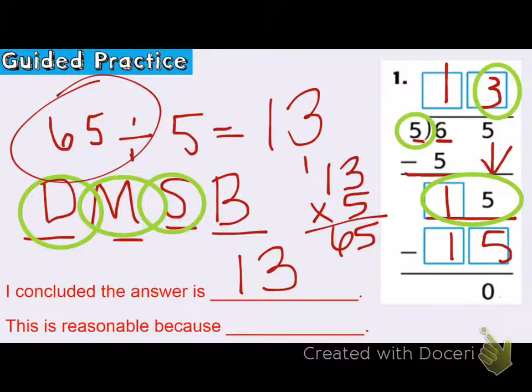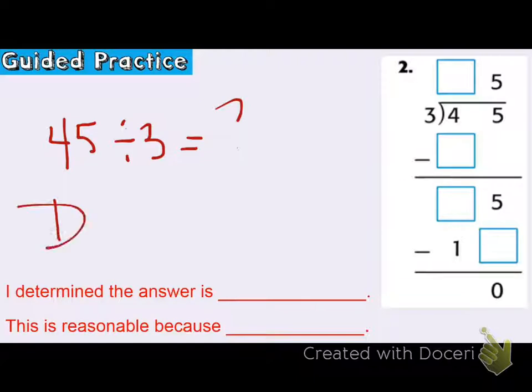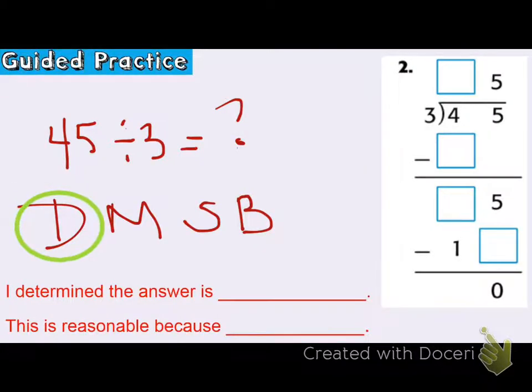65 is it. Guided practice number 2. So I have 45 as my dividend, which I'm putting into 3 equal groups, and I need to see what the quotient is, how much goes in each group. My steps are divide, multiply, subtract, bring down. Dad, mom, sister, brother. And I'm going to go ahead and start with divide. And I need to figure out how many times will 3 divide into 4. Well, 3 times 2 is 6. That's too big. It has to be a 1.